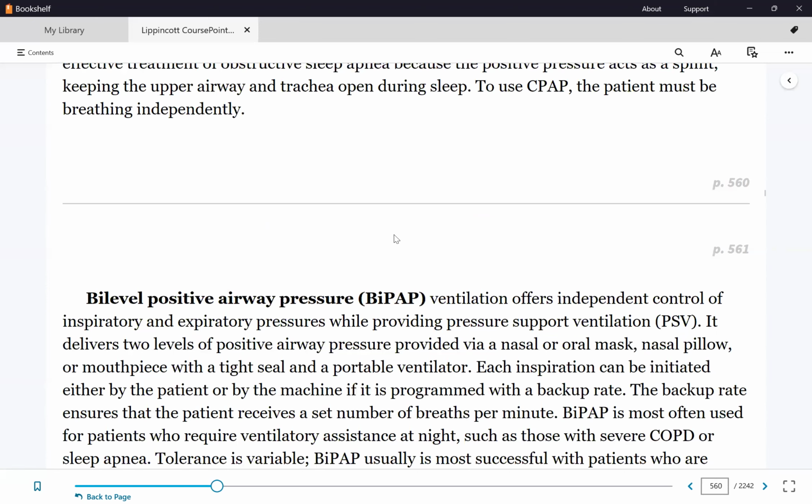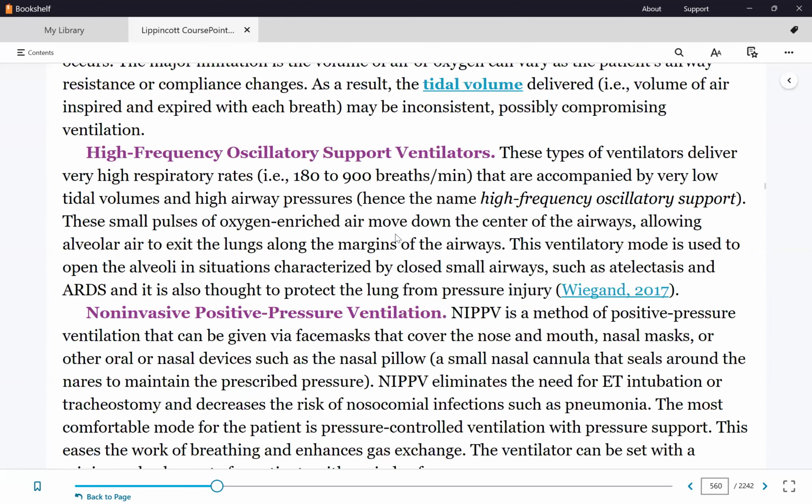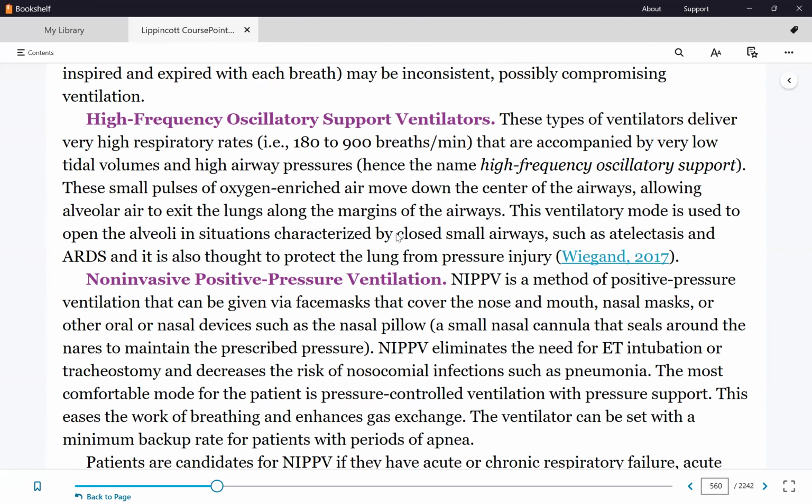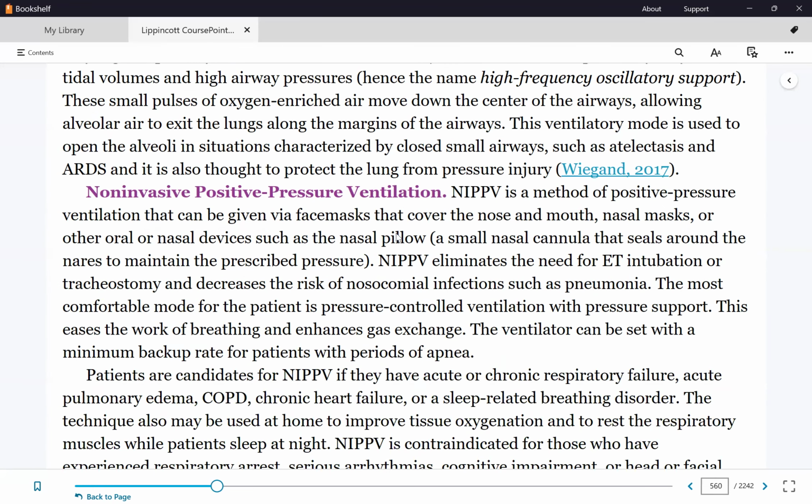By the way, please know that BiPAP and CPAP are positive pressure ventilators, but they're non-invasive. You only put a mask. We don't have an artificial airway for CPAP and BiPAP machines. High flow is not invasive at all. It's a nasal cannula. You have a nasal cannula for high flow nasal cannula.